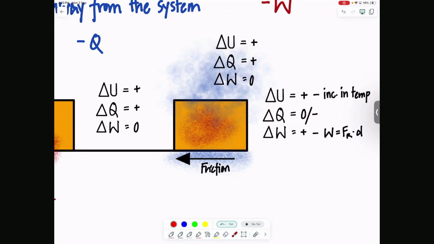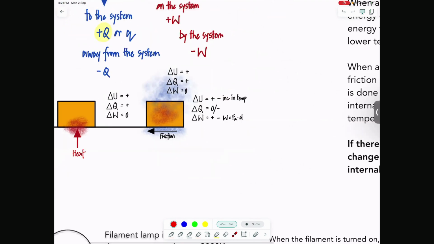Do you understand what I said? If my block loses 50 joules of thermal energy, how much thermal energy should the air gain? 50. This is going to be minus 50, and the air is going to be plus 50. That's where the air will feel warmer, and the block will start to cool down. So these are some basic examples.